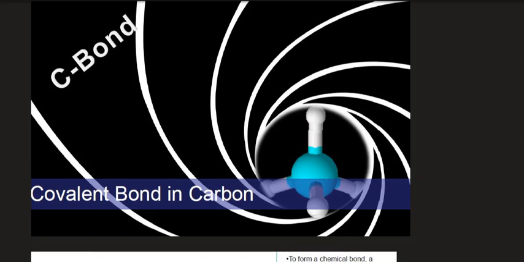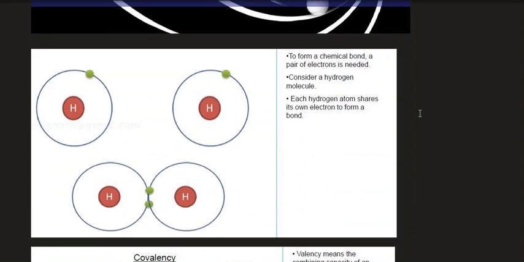Covalent bond in carbon. Generally, for the formation of a chemical bond, a pair of electrons is needed. Let us consider the hydrogen atom. Hydrogen has got its own electron here, and this hydrogen has its own electron.